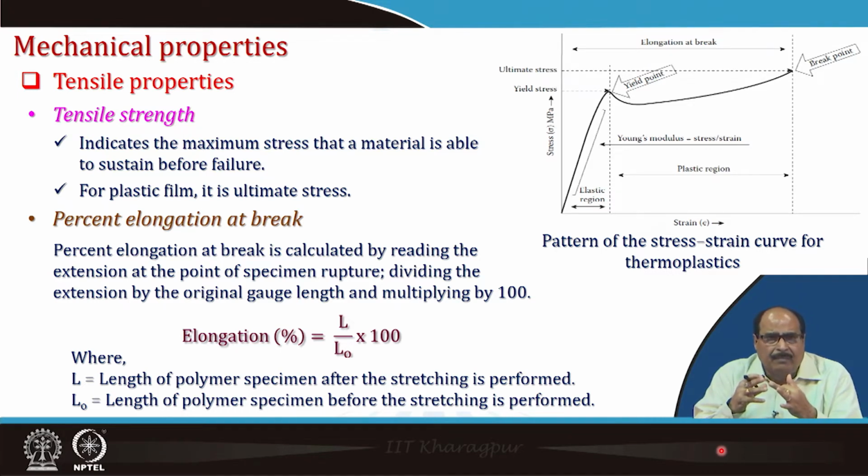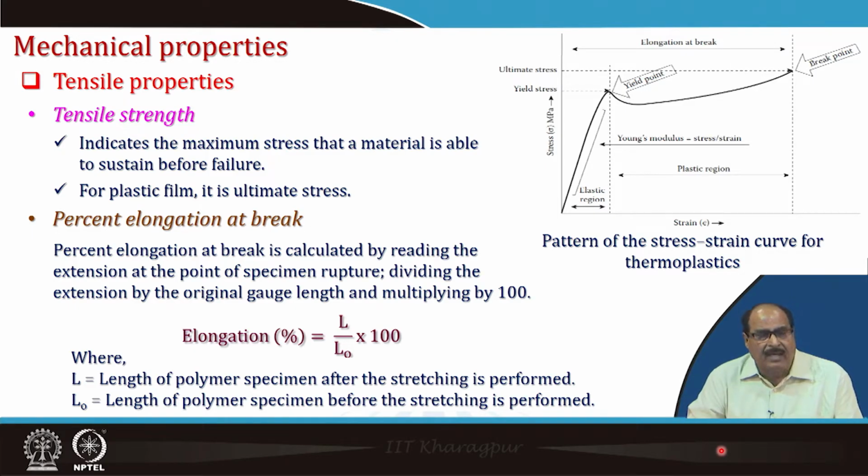So, in the mechanical property, the first important property is tensile strength. The pattern of stress strain curve for thermoplastic is shown here in this figure. Tensile strength indicates the maximum stress that a material is able to sustain before failure. For plastic films, it is the ultimate stress.